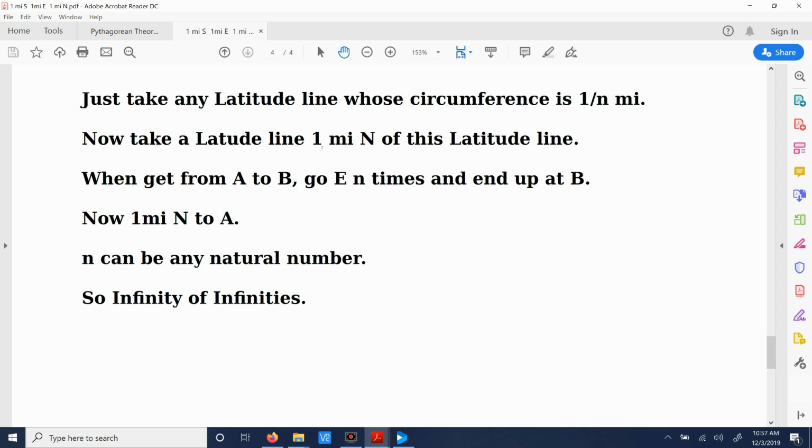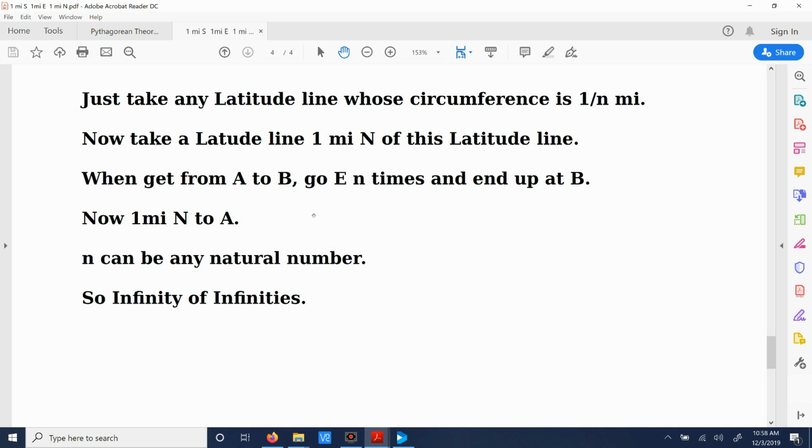Now you take a latitude line, I misspelled that, a latitude line in the notes, a latitude line 1 mile north of this given latitude line. Now you start on this latitude line a mile north. You go down to this one, and you go around it, go east n times. That'll be a mile, because n times 1 over n is a mile. And then B, you end up right where you started at B, go back north, you hit A.